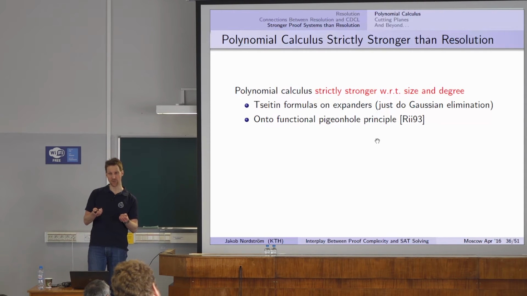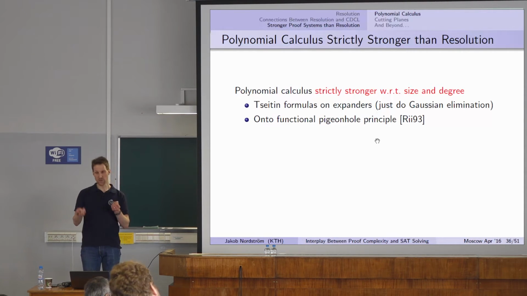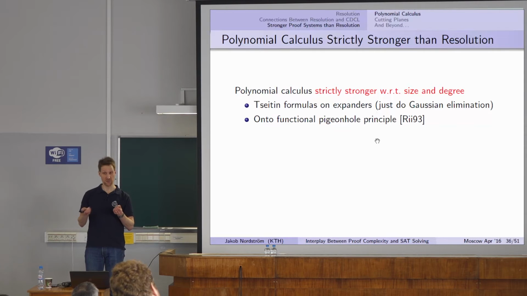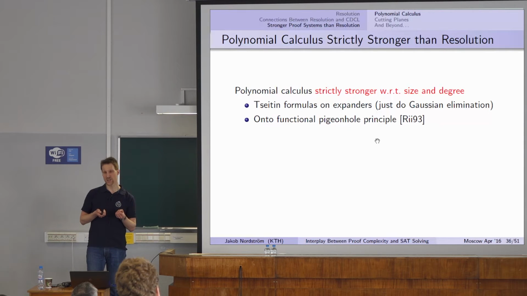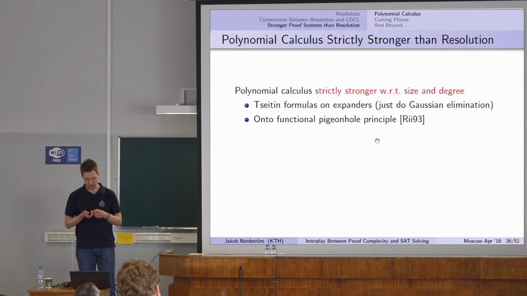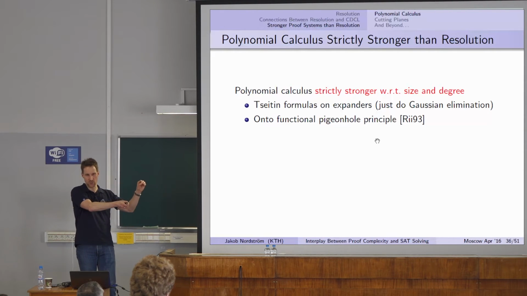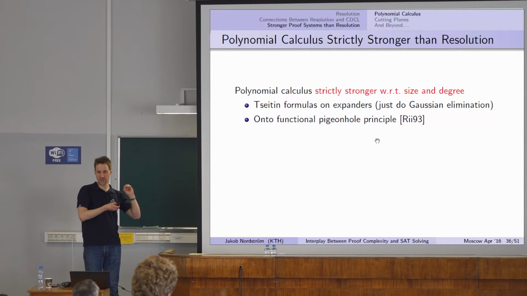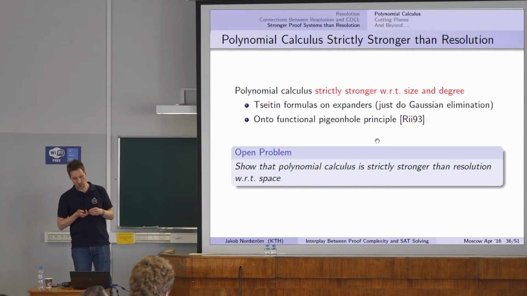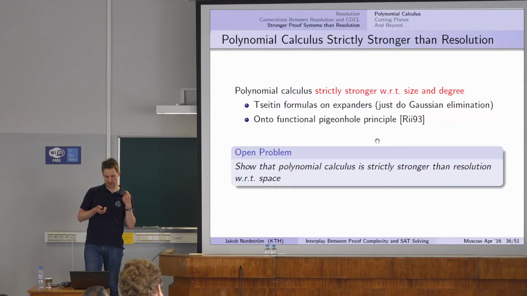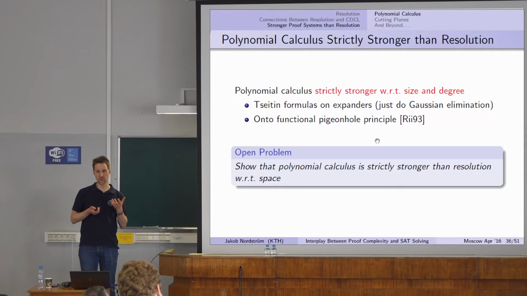For instance, these Tseitin formulas, these handshaking lemmas, if you're over GF2, you sort of get parity reasoning for free from the field, so Tseitin formulas are easy. Also, onto functional pigeonhole principle formulas are easy. This pigeonhole principle where you have said that every pigeon goes into exactly one hole and every hole gets exactly one pigeon, that's actually an easy formula, it turns out, for polynomial calculus. So polynomial calculus can be strictly stronger with respect to size and degree compared to resolution.